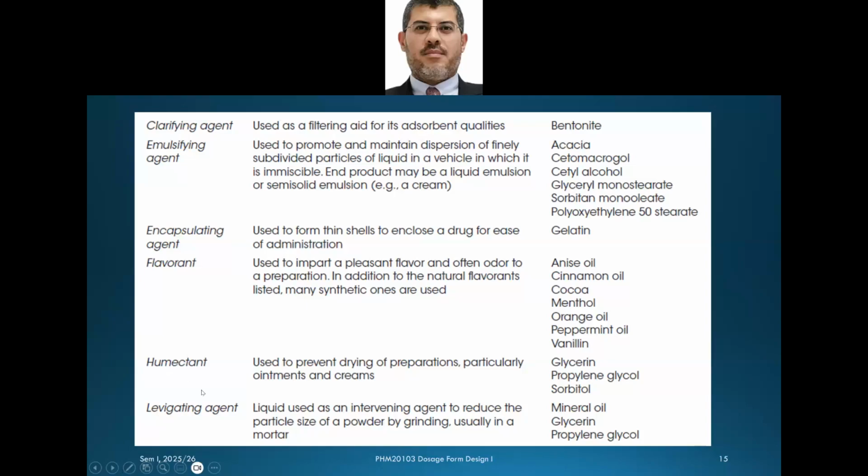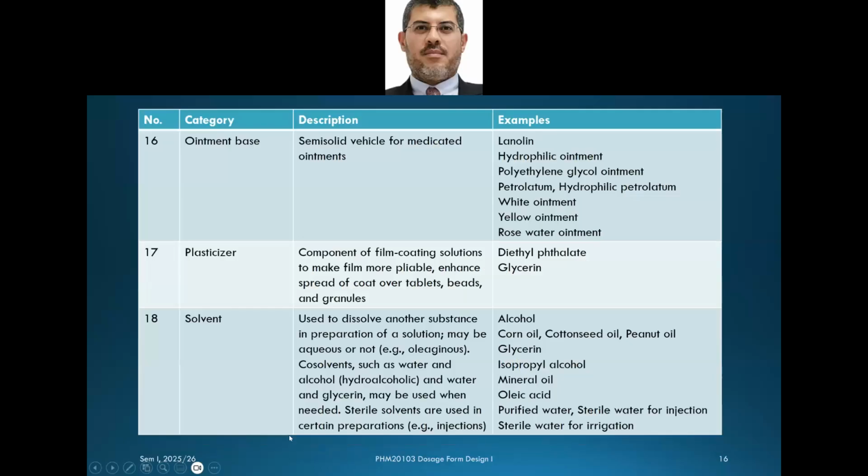Some are used as levigating agents, like mineral oil, glycerin, or propylene glycol. I use them at the beginning when I put the active ingredient or other substances that have large particle size. I add the oil and then I grind them. They will become very fine in the mortar. Then I can add the other components of the formulation.